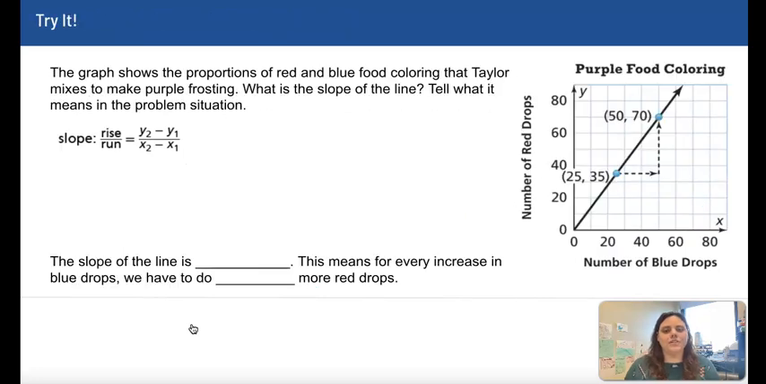Here's an opportunity for you to try. The graph here shows the proportions of red and blue food coloring that Taylor mixes to make purple frosting. What is the slope of this line? Tell what it means in the problem situation. Use the same method to find the slope of this line. When you are done, pause the video now. When you are done, press play to see the answer.